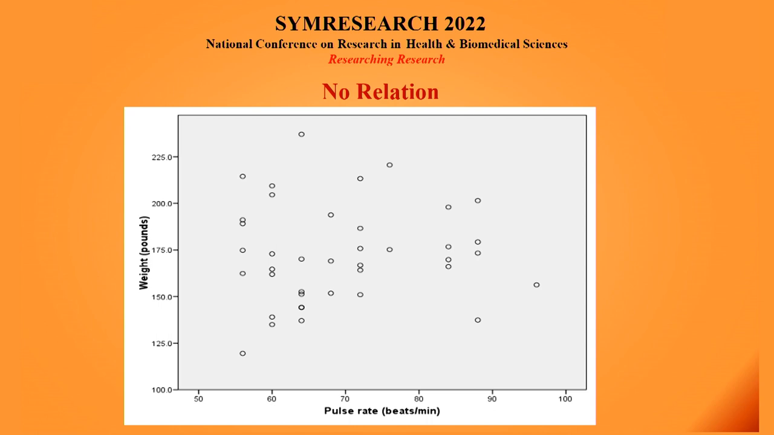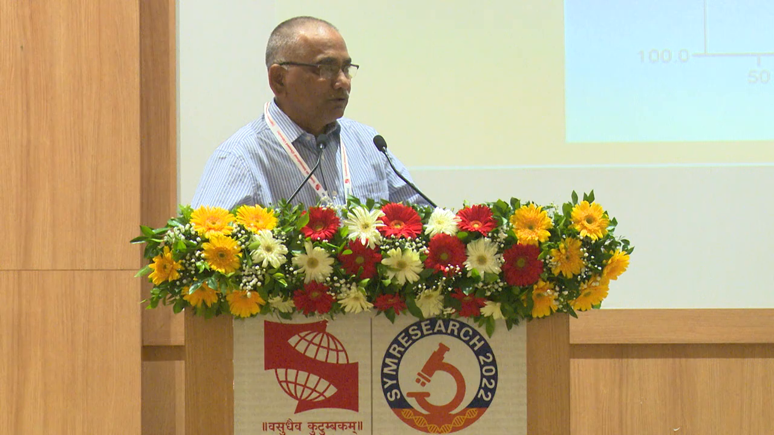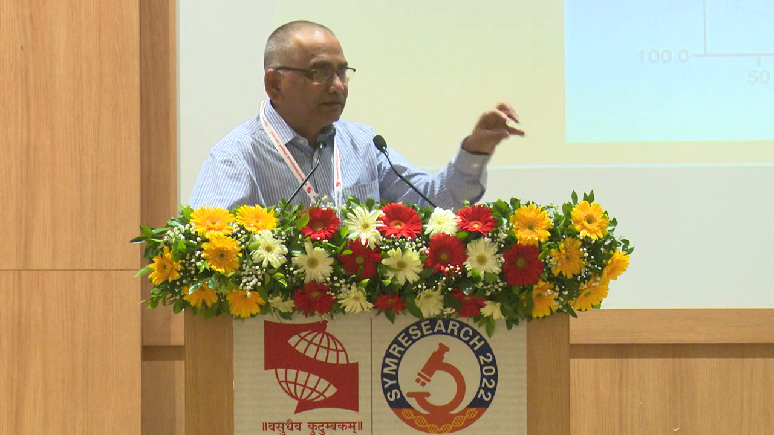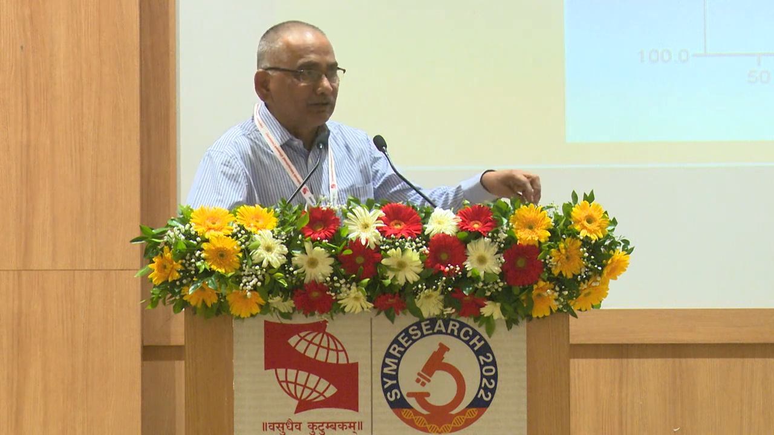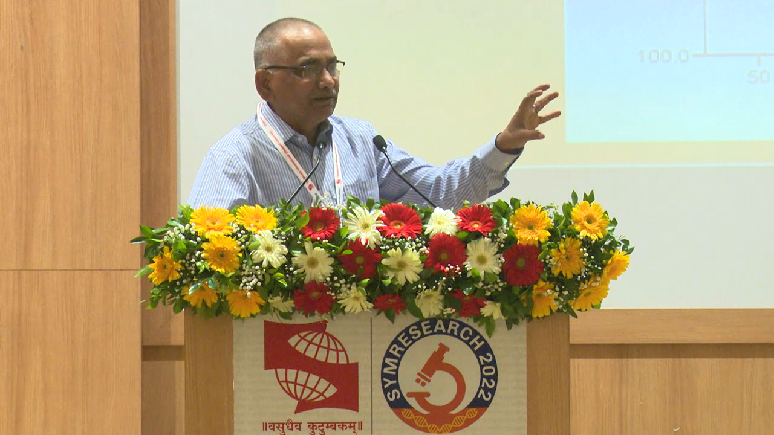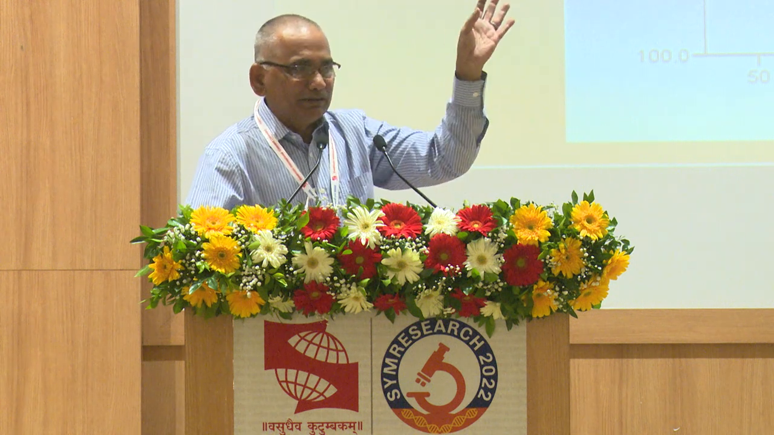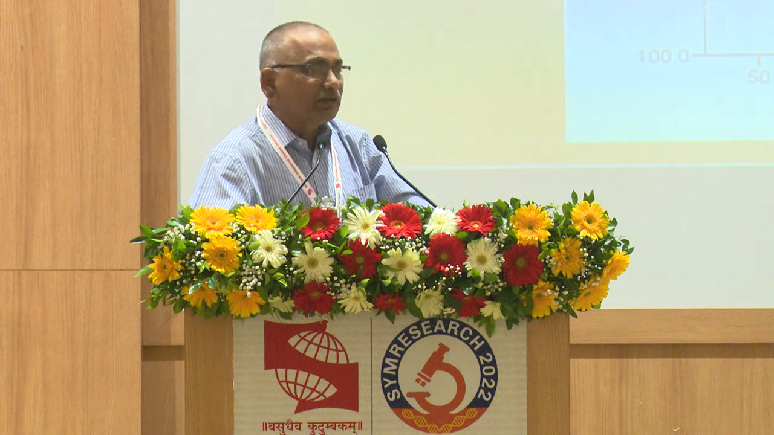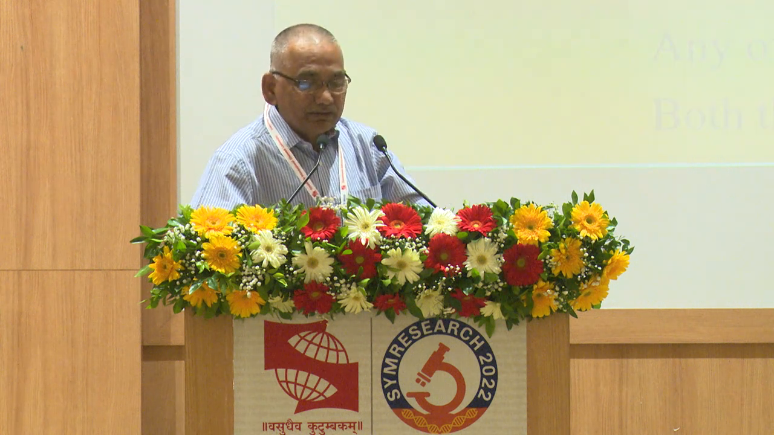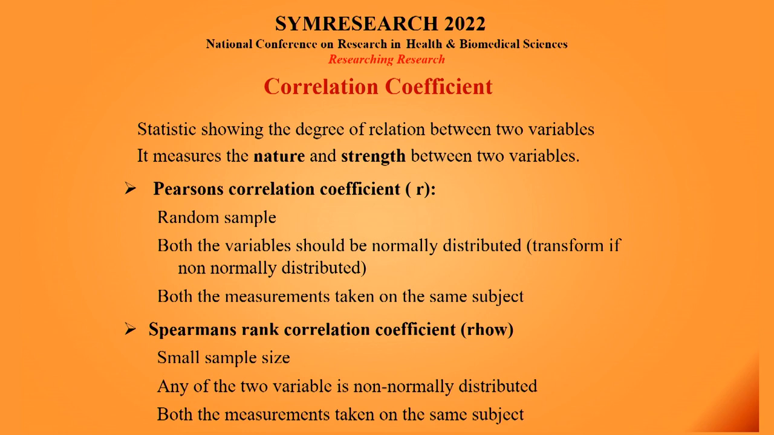But these are all visual, these are all subjective. We need an objective measure. We need to quantify this, right? We need to quantify so that for a given data, whether you say it or he says it or somebody else says it, all three of us are saying the same thing, right? So for that, we need some measure. And there are these two measures: Pearson's correlation coefficient, commonly used, and Spearman's rank correlation coefficient. Pearson's is used when both the variables are normally distributed.